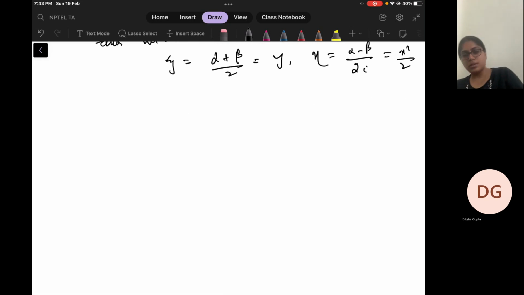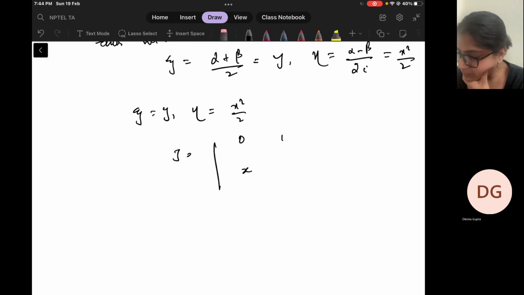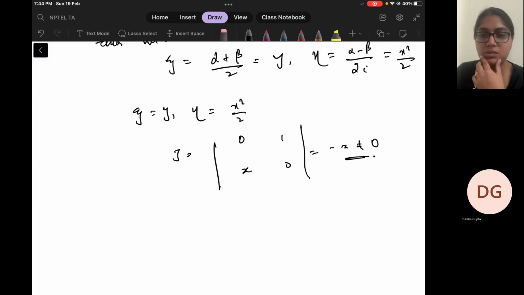So with this choice of coordinates, we'll try to reduce our equation to the canonical form. So we have epsilon is equal to y and eta is equal to x squared by 2. If we get the Jacobian, epsilon x is 0, epsilon y is 1, eta x is x, and eta y is 0. The Jacobian is not equal to 0 as we have considered x to be non-zero.